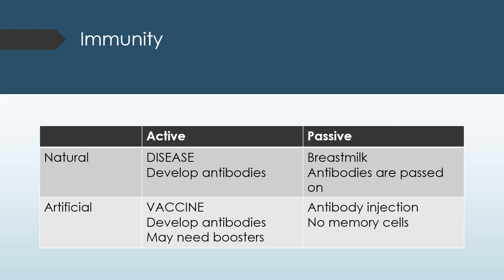And then artificial passive immunity we use when someone has had an exposure, like post-exposure prophylaxis, where we do antibody injections. And we do that for things like rabies and tetanus. And with that, since you're injecting the antibody and not the antigen, you're not making memory cells.